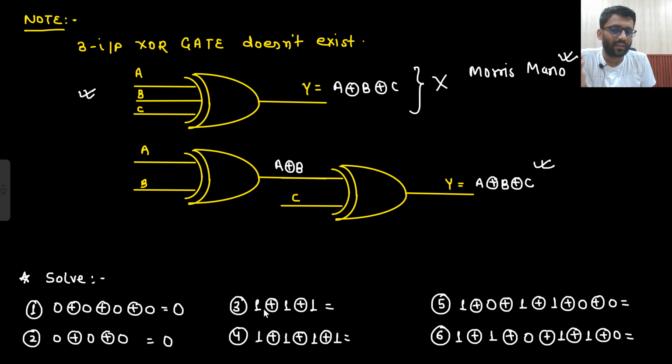Now 1 XOR 1 will be 0, and then again XOR with 1, so 1 XOR 0 would be 1. 1 XOR 1 will be 0. 1 XOR 1 will be 0. And then again XOR with 1, that would be 1. Then again XOR with 1, so 1 XOR 1, that would be 0. Are you getting this point?